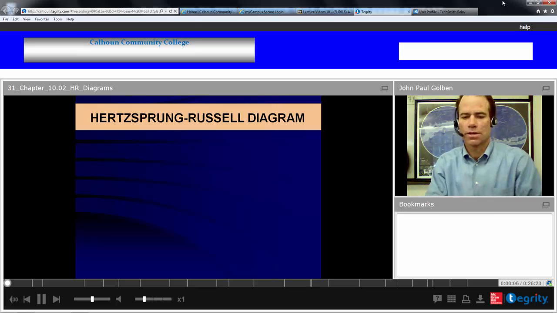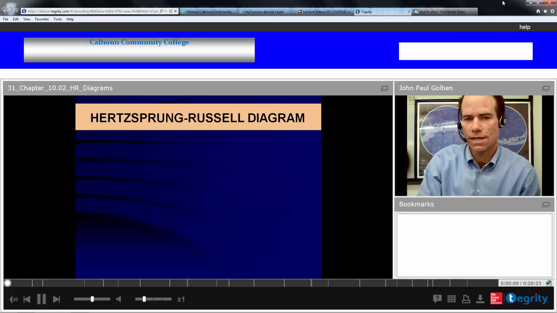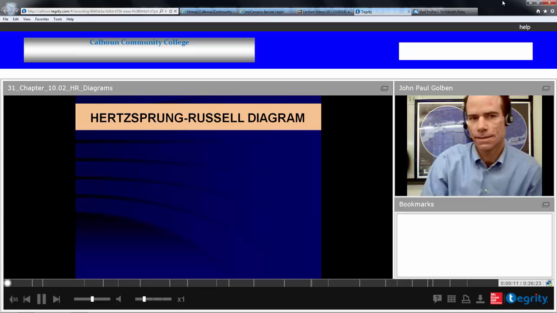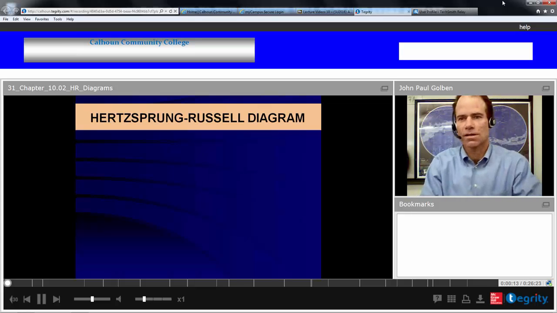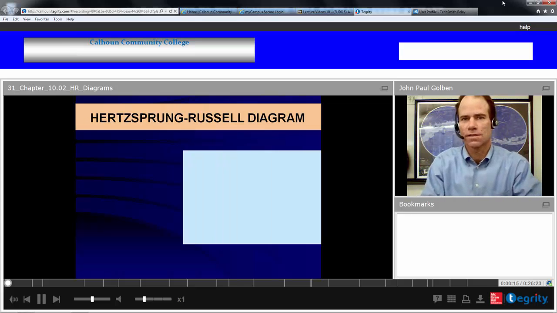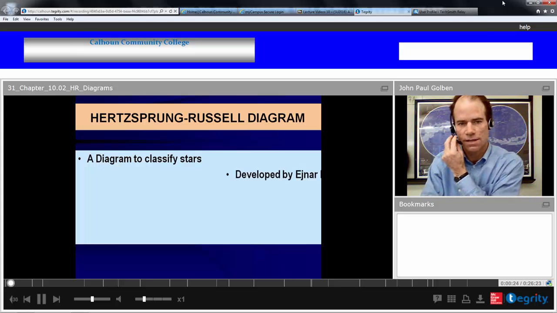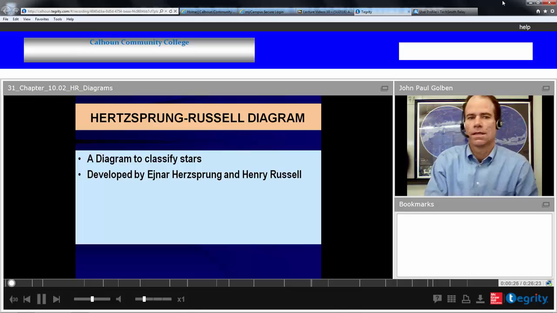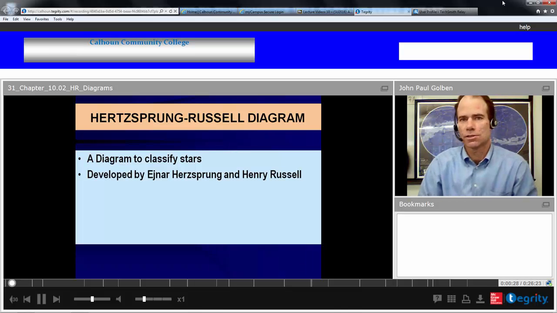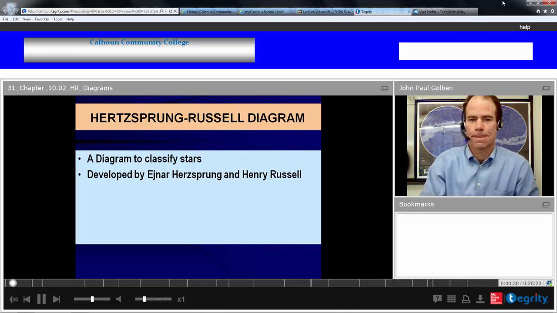Okay, we wish to conclude Chapter 10, the last half of Chapter 10, by discussing HR diagrams, Hertzsprung-Russell diagrams. These diagrams are a method to classify stars so that we can understand them better. Developed by Ejnar Hertzsprung and Henry Russell, hence the name.